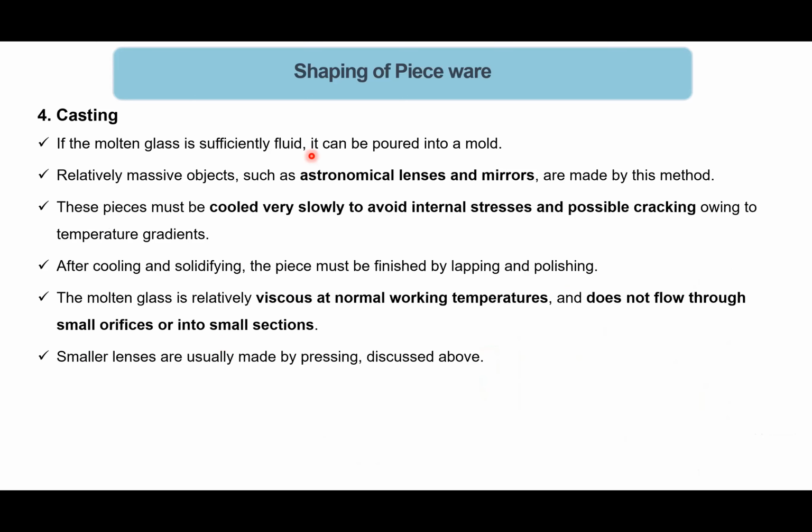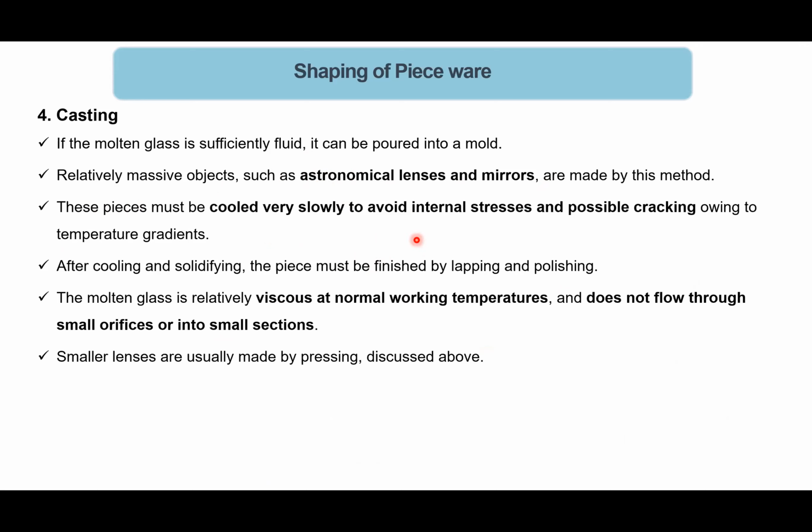The final one for making the glass is casting. Casting is similar to metal casting, but in the case of glass, it is mostly used for producing large structures like astronomical lenses or mirrors. These pieces are cooled very slowly to avoid internal stresses.